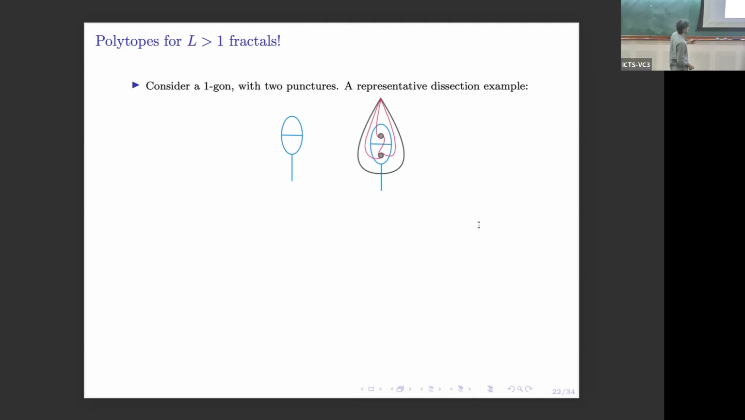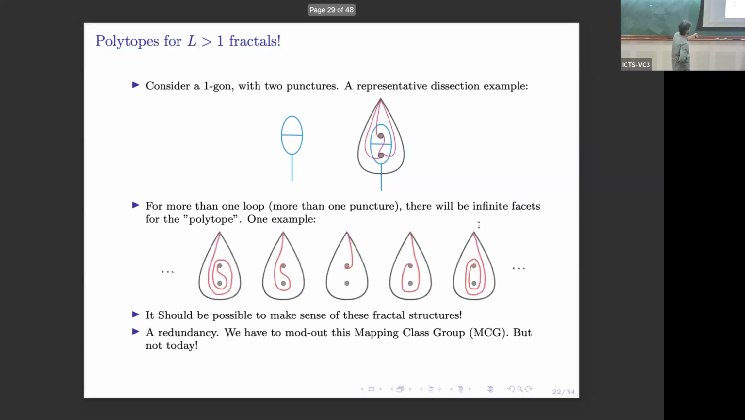Here is an example of what the dissection will be, for instance, for this graph. But when you have more punctures, the problem is that you can draw an infinite number of such dissections. So all of these are very interesting things. I'm trying to think of these things.